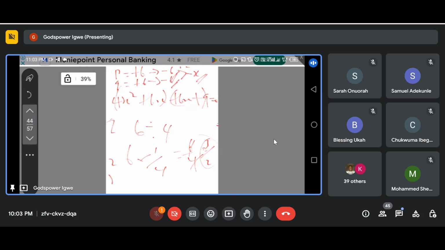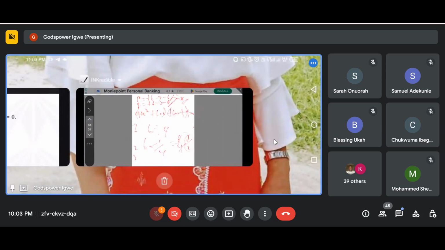Now I just got the secret here now. I believe everybody understands what we just did here. Do you understand? Everybody understand. Silent means yes. So I continue.